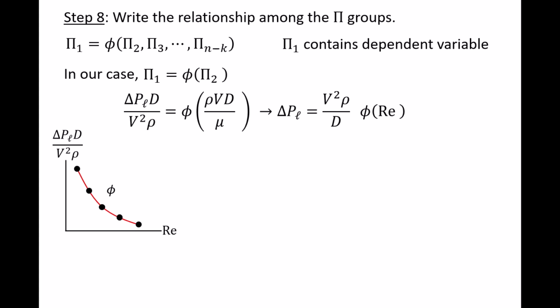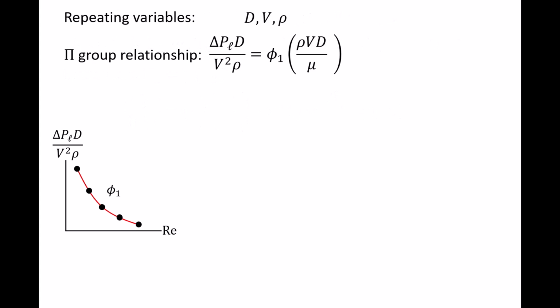Back in step 4, we selected v, d, and rho as our repeating variables. But what would happen if we selected a different set of repeating variables? Well, choosing d, v, and rho as our repeating variables resulted in the expression delta PL d over v squared rho equals some function of the Reynolds number. And now let's call this function phi1 instead of phi.